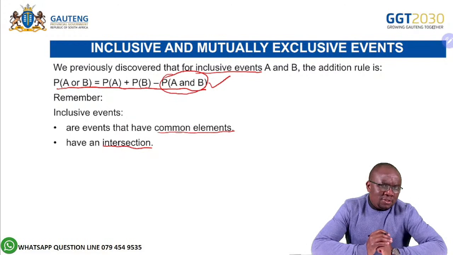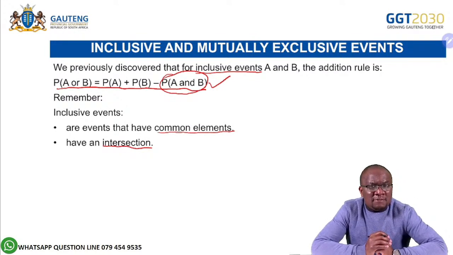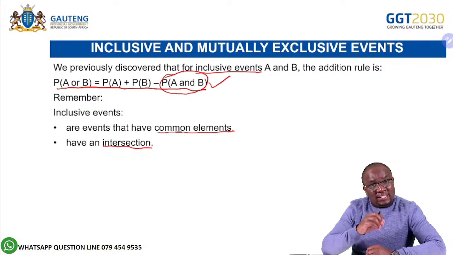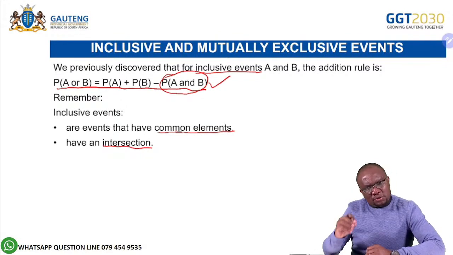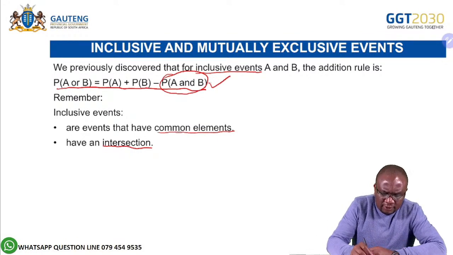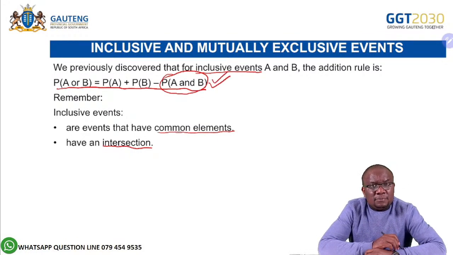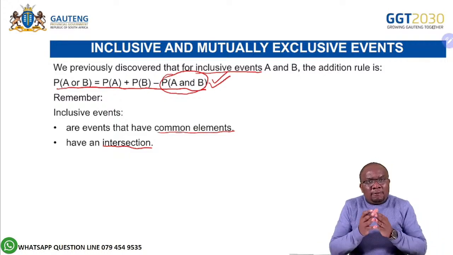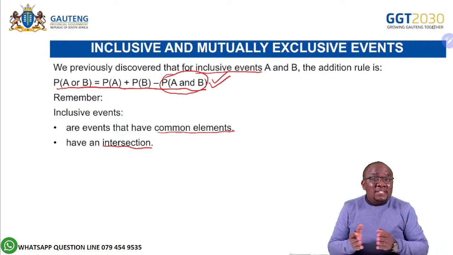to mutually exclusive events? Do you remember mutually exclusive events? What is the difference between inclusive events and mutually exclusive events? Mutually exclusive. There is inclusive and then exclusive. Mutually exclusive events, what will happen to this addition rule? Because for mutually exclusive events, the probability of A and B is 0.